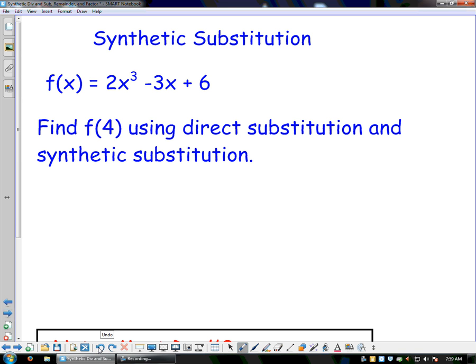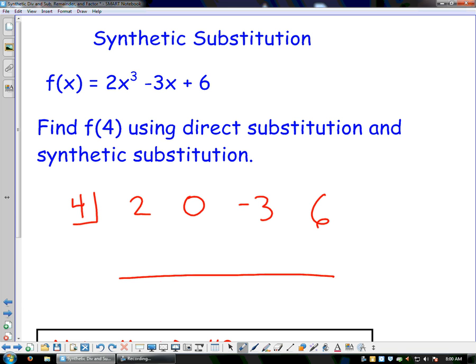Okay, so if we're going to do synthetic, we're going to put the 4 in the box? Yeah, because it didn't come with an x this time. It was just what is x equal to. Okay, so we're going to put 4 in the box, and we need our coefficients of 2. Now, I don't see an x squared. So should I just put -3 and 6? No, you need to put a placeholder there, so you want to make sure you put a 0 in for where the x squared term would be. All right, so we want 2, 0, -3, and 6.